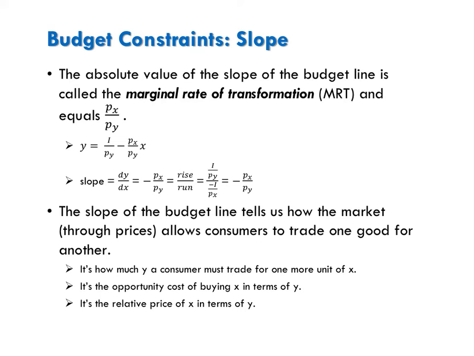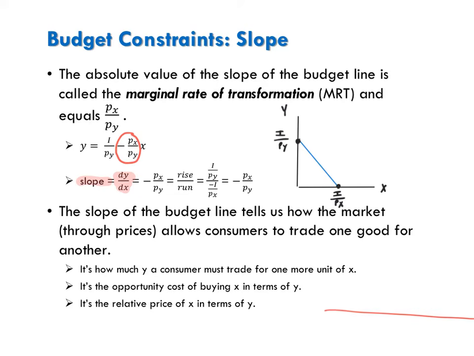From this equation, we can see that the slope is a negative P of X over P of Y. The slope is the derivative of good Y with respect to good X. That derivative, again, is a negative P of X over P of Y. In absolute value, this gives us the MRT, which is the price of the good on the X-axis divided by the price of the good on the Y-axis. I can also show you this graphically.